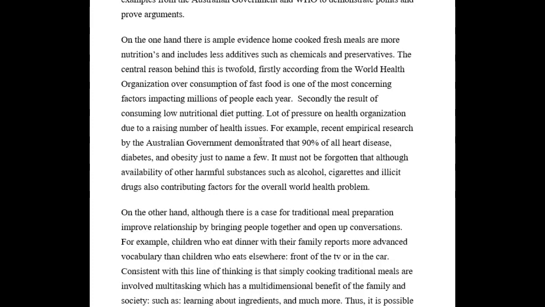For example, recent empirical research by the Australian government demonstrates that 90% of all heart disease, diabetes, and obesity. All right, this is not a sentence. Yeah, you see, there's no verb. Demonstrated what about the heart disease and diabetes? So you have to tell us what? That they were related to fast food consumption. That would make sense, but this on its own is not a sentence.